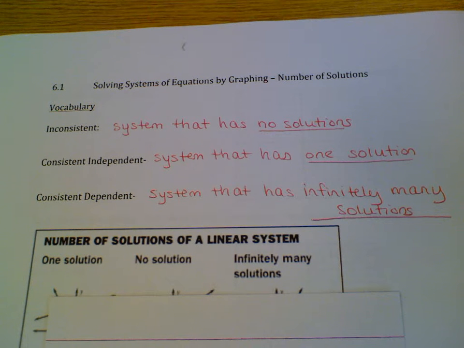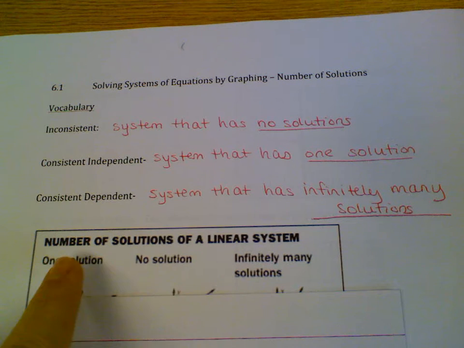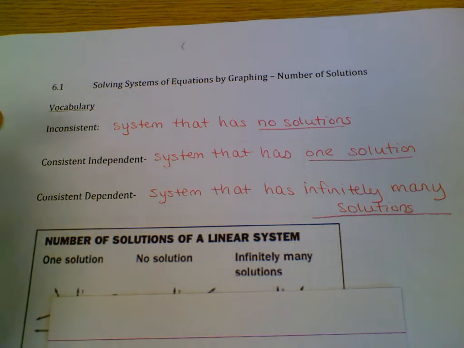Alright, so the second part of us solving a system by graphing is determining how many solutions there can be for a system. There can be three different solutions: one solution, no solution, or infinitely many. Which one it is depends on what vocab word you could be using.